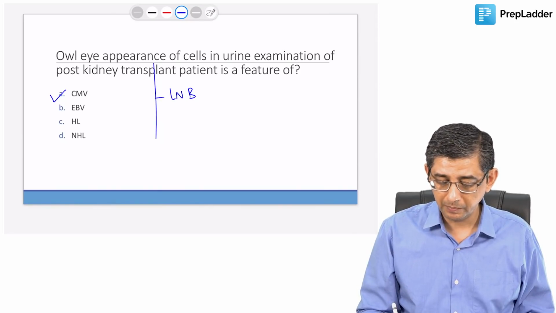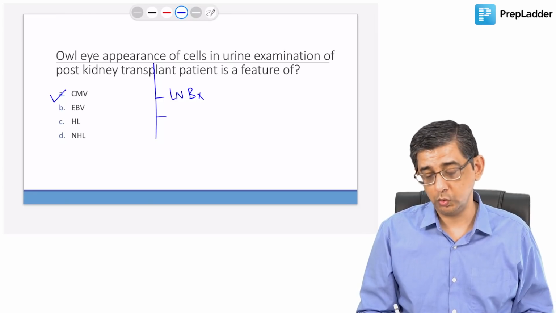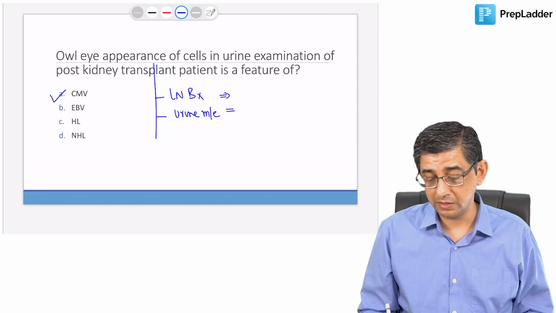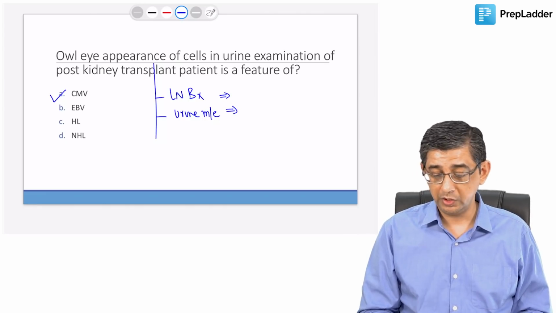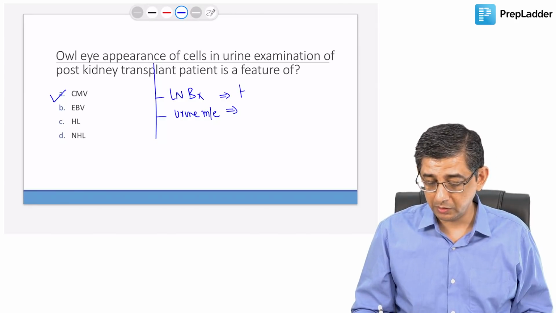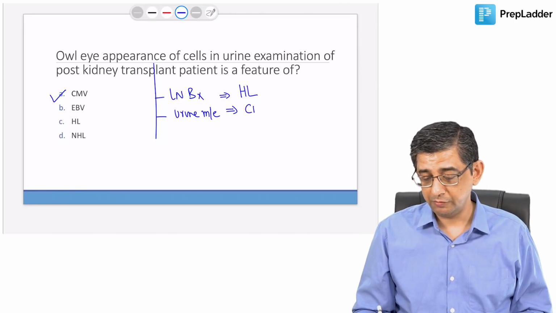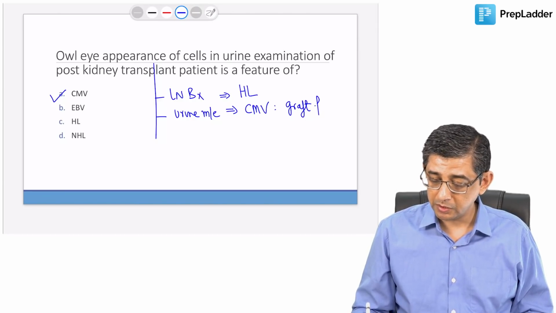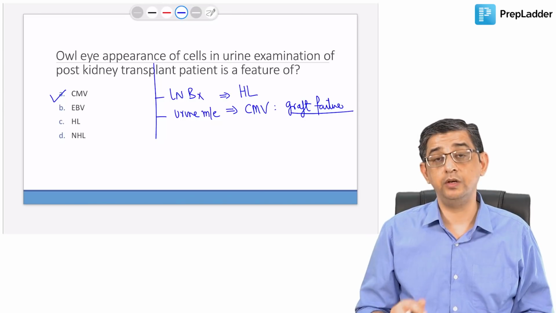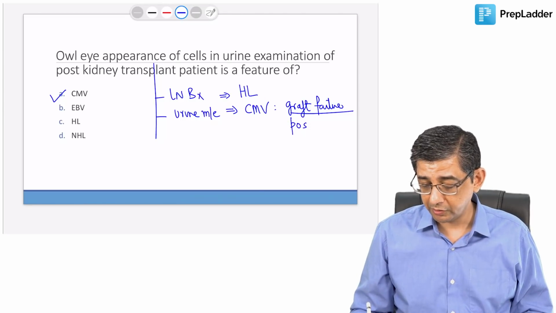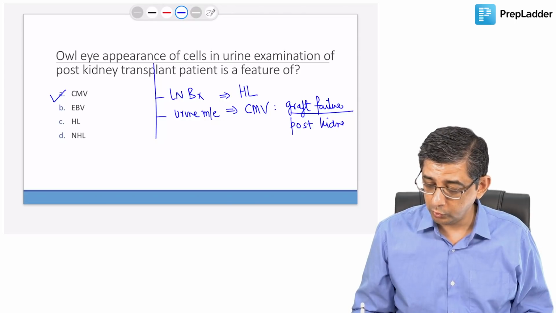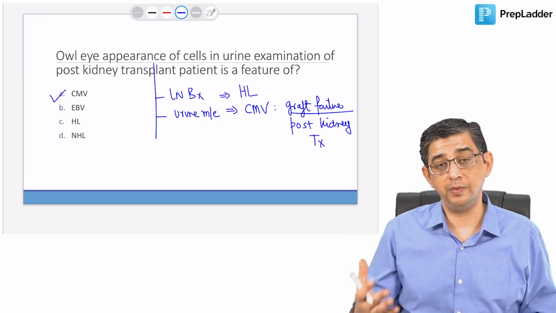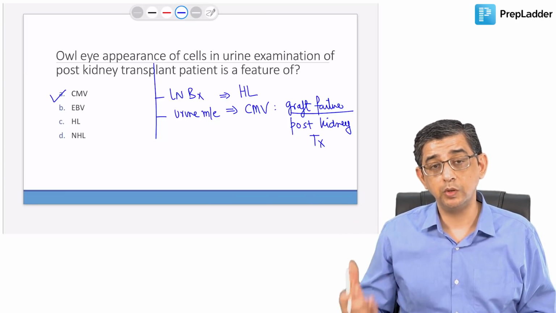Lymph node biopsy and owl-eye appearance with respect to urine microscopic examination in a post-kidney transplantation patient, because this organism will cause graft failure. With respect to lymph node biopsy, I want you to remember that the diagnosis is Hodgkin's lymphoma, and for this would be an infection which will contribute to graft failure. Cytomegalovirus is a nasty organism. It can cause graft failure in a post-kidney transplantation patient. That is why lots of time you will give ganciclovir prophylactically to patients of post-kidney transplantation so that they do not develop this opportunistic infection.